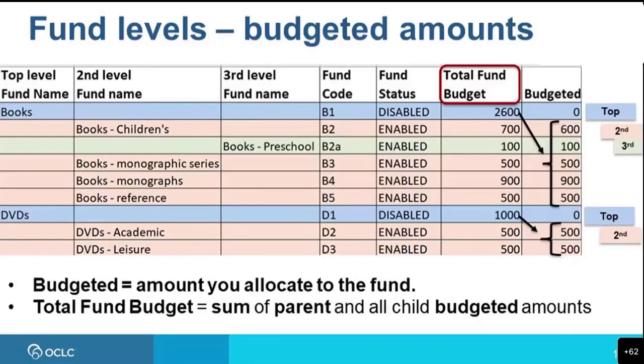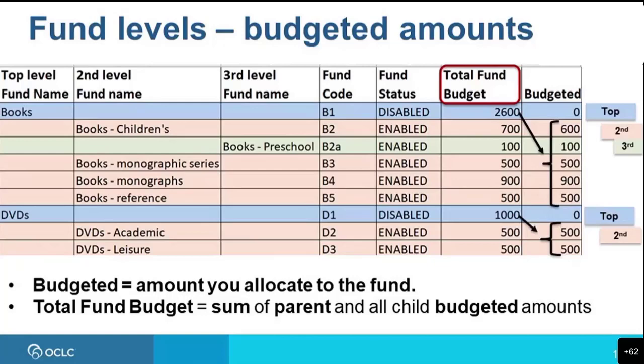In the next few slides, I want to show you some of the complexities of the budget fund levels. Now, you don't necessarily need to know all of these details when you're setting up your budget, but it would be helpful to understand these details as you go forward in the fiscal year and you're reviewing your funds and your remaining balances. So first of all, the budgeted column would be the amount you allocate to that specific fund. And the total fund budget column equals the sum of the parent and all the child budgeted amounts.